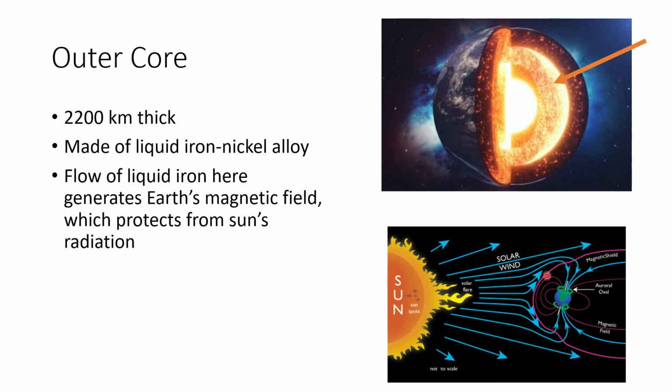The magnetic field does a good job of deflecting a lot of that radiation around the Earth so that it doesn't hit the surface. And then most of the rest of it gets absorbed by the ozone layer. So the outer core is our first line of defense against the sun, and then the ozone layer does the rest.